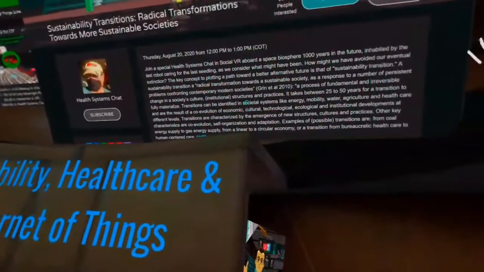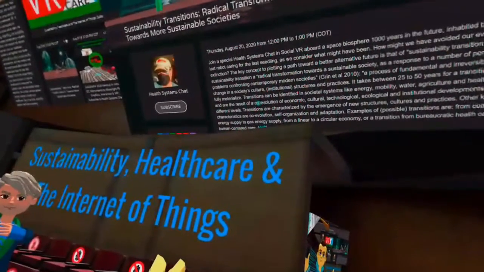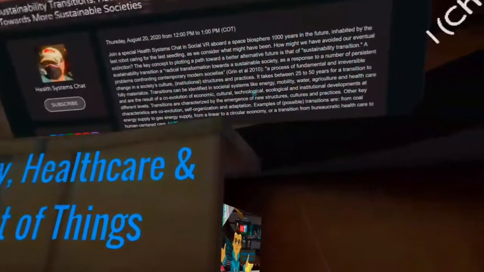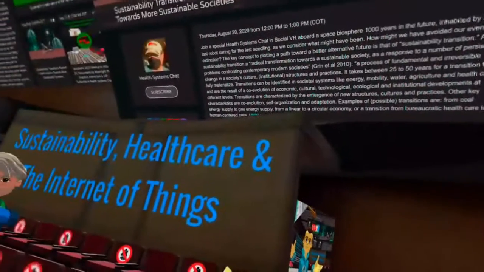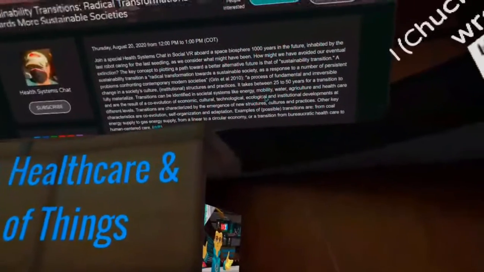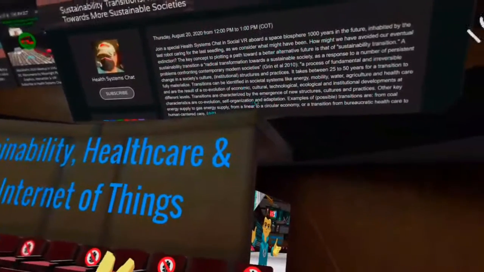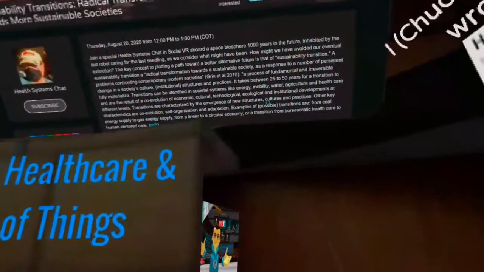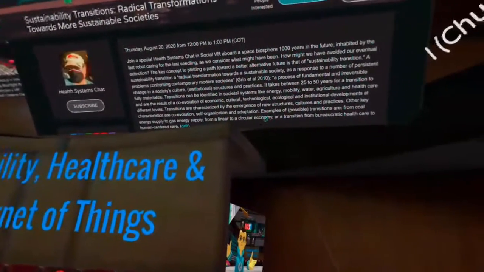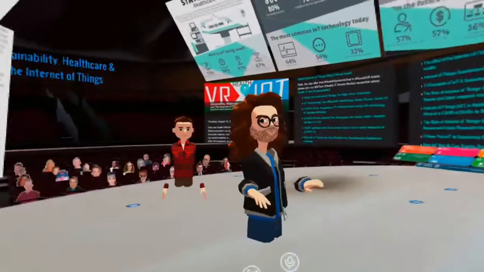Transitions can be identified in societal systems like energy, mobility, water, agriculture, healthcare, and are a result of a coevolution of economic, cultural, technological, ecological, and institutional developments at different levels. Transitions are characterized by the emergence of new structures, cultures, practices. Other key characteristics are coevolution, self-organization, and adaptation. Examples of possible transitions are from coal to gas, from linear to circular economy, or from bureaucratic healthcare to human-centered healthcare. There's a lot of jargon in there, buzzwords and so forth.